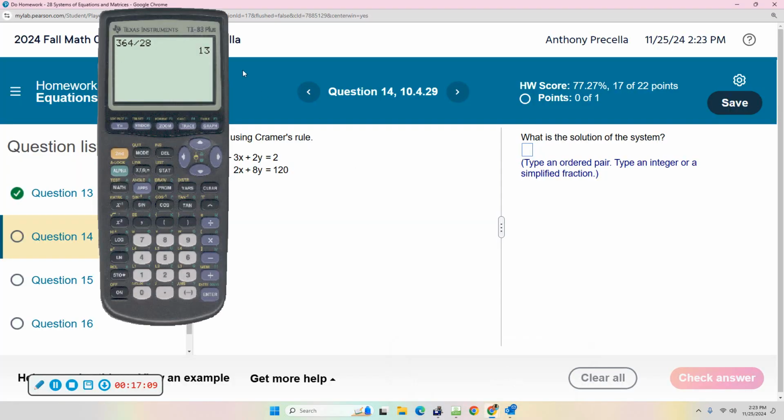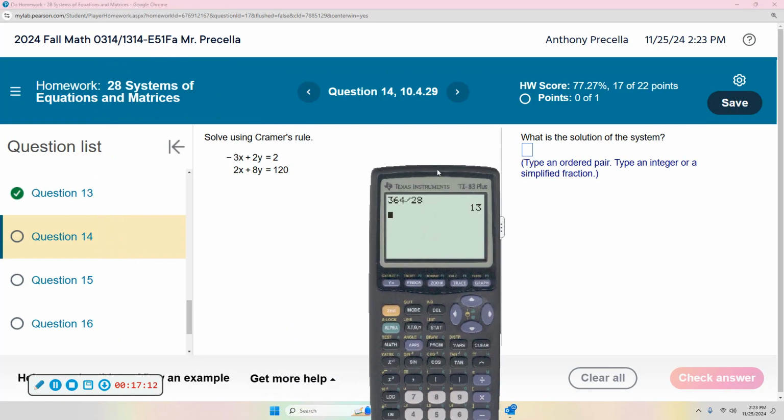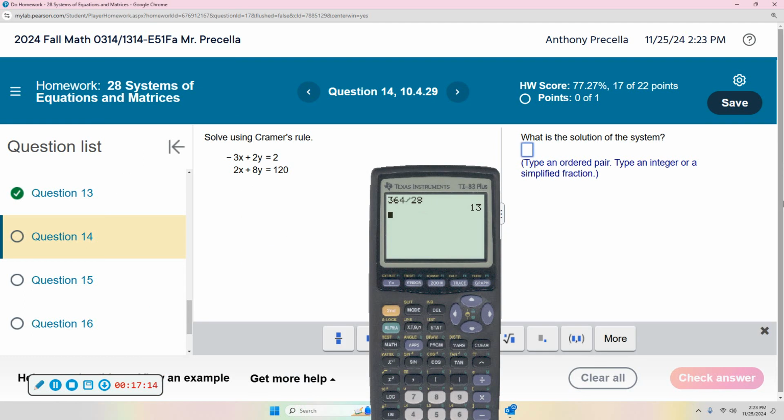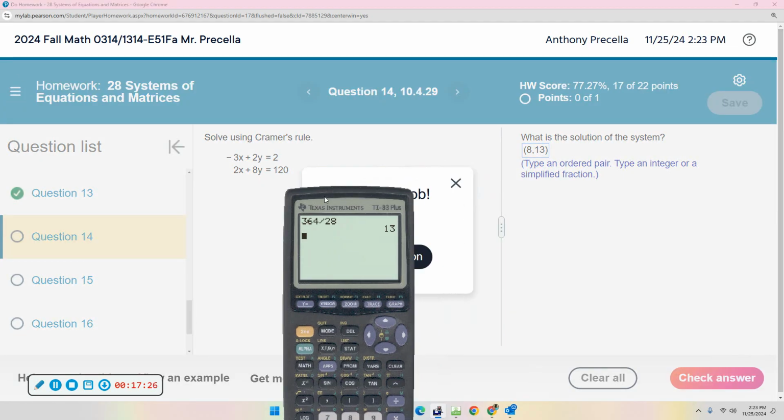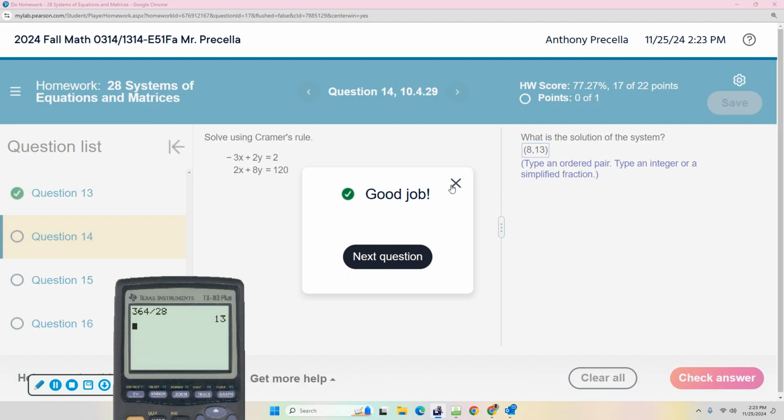Let me make sure I got the right answer. What was it? 8, 13. Parentheses 8, comma 13, close parentheses. Any questions there?